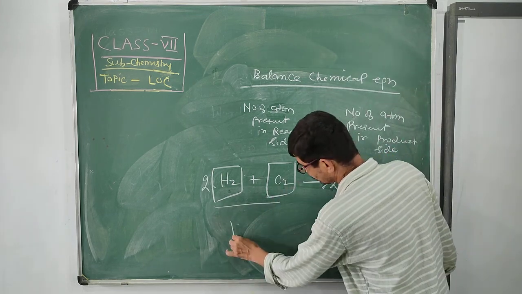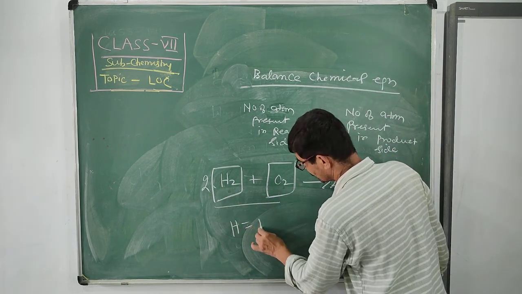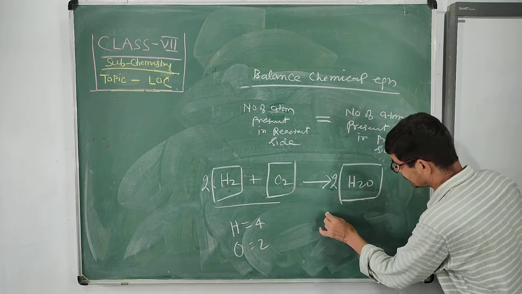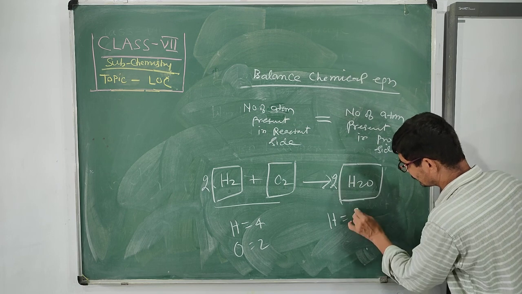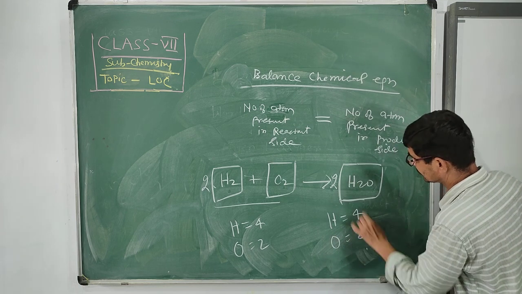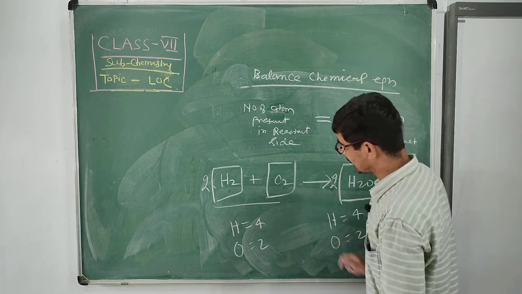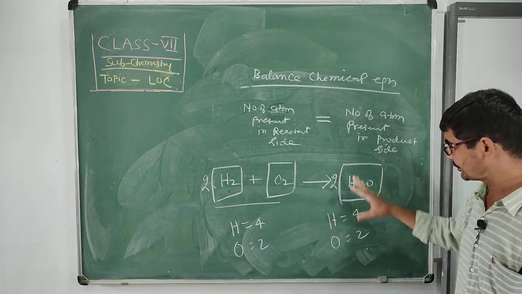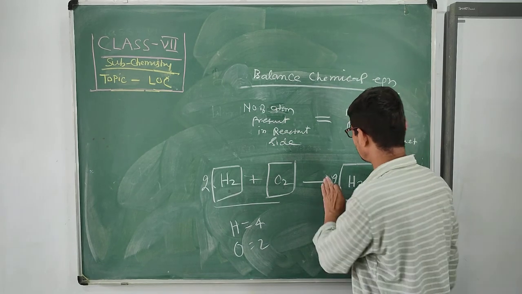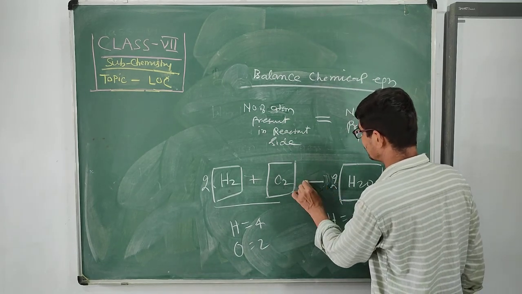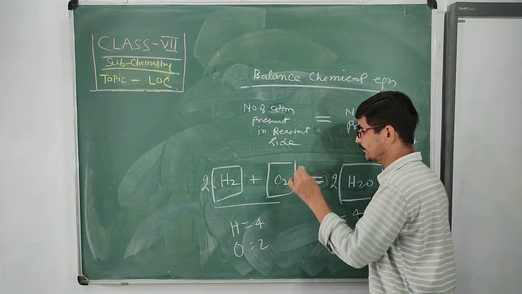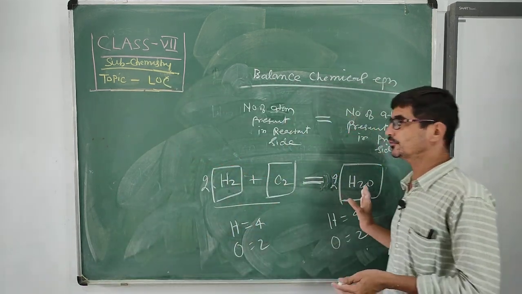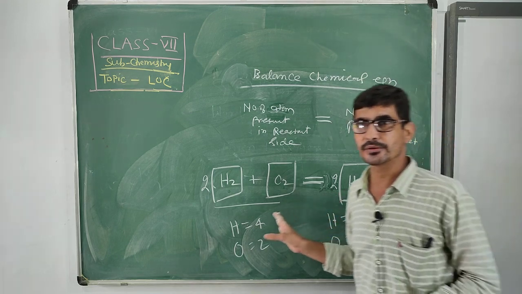In this case, hydrogen is 2 times 2 equals 4 and oxygen is 2. On the other side, hydrogen is 2 times 2 equals 4 and oxygen is also 2. So we can see that the number of atoms present in the reactant side is equal to the number of atoms present in the product side. So we can say the equation is balanced. In that case, we can write an equal sign. Reactant is equal to product, atoms present on both sides are equal. So this is called a balanced chemical equation.